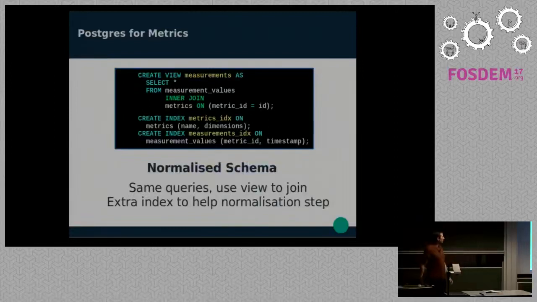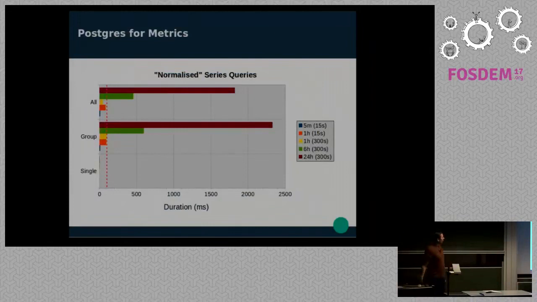And the indexes are mostly the same as well. So we have a multi-column index on the metric ID and timestamp, and we have just an index on name and dimensions. So when we're doing that normalization, we can find the name and dimensions really fast. And that helps a bit. Our queries are down to 500 milliseconds for some of them. For the 24-hour query, we're still way over, sort of 1.5 seconds, 2 seconds.